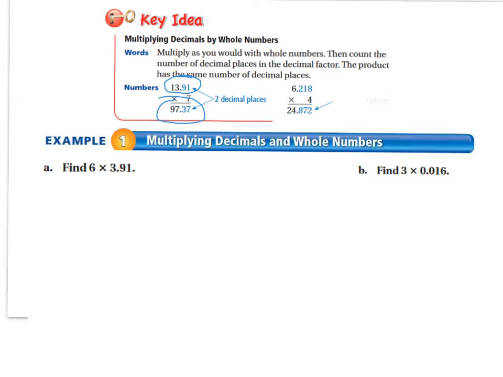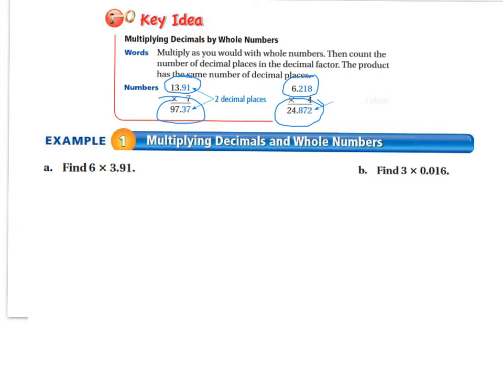In the second example, 6.218 times 4, this is your decimal factor, the factor that has a decimal in it. It has 3 numbers to the right of the decimal. So your product, your answer, must also have 3 decimal places, 24.872. Let's try example 1, multiplying decimals and whole numbers.